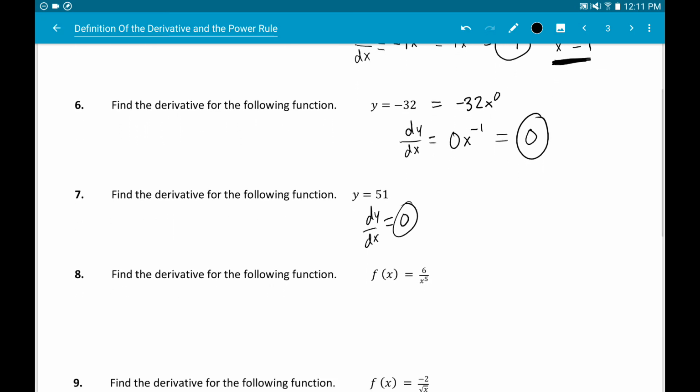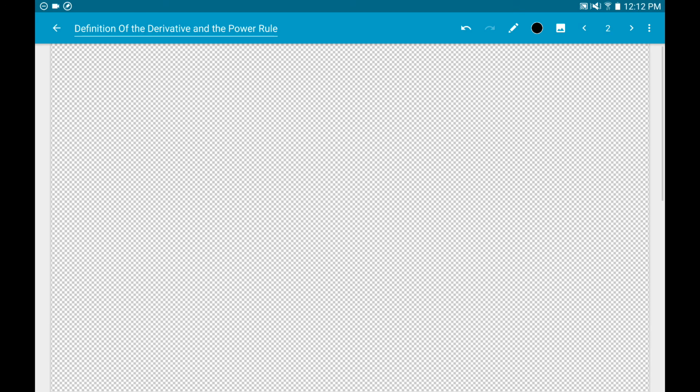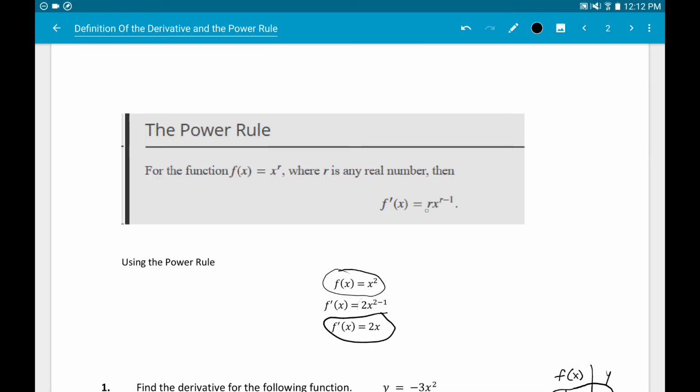All right, number 8. We're getting into some stuff that's a little bit different now. We have 6 over x to the 5th. What I want you to realize with this is, where's x at? It's in the denominator. It's on the bottom. If you look at the power rule, let me go back over here to it. When I gave you the power rule here, x right there was in the numerator. If you want to think about this as x to the r divided by 1, you might could visualize it better. X is on top.